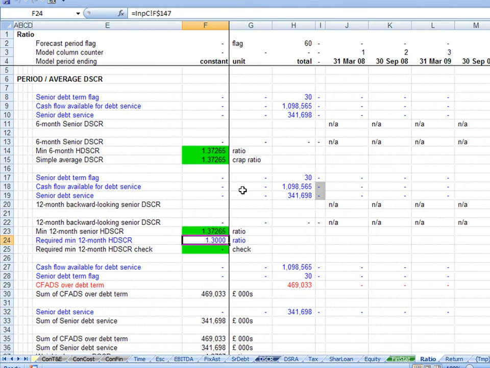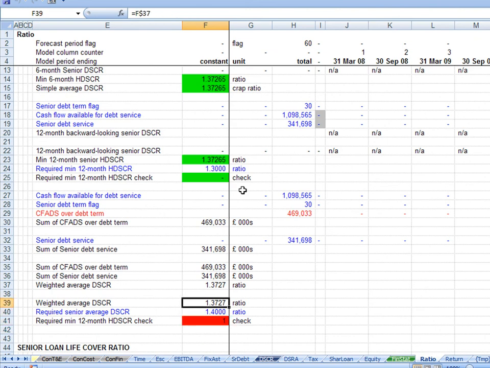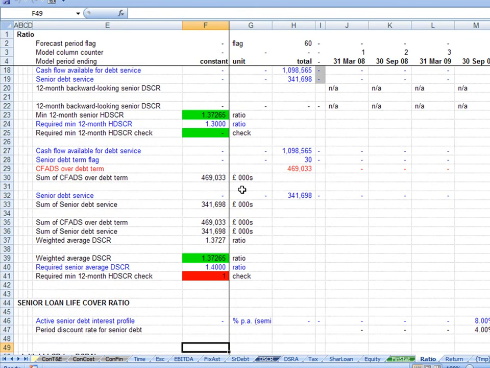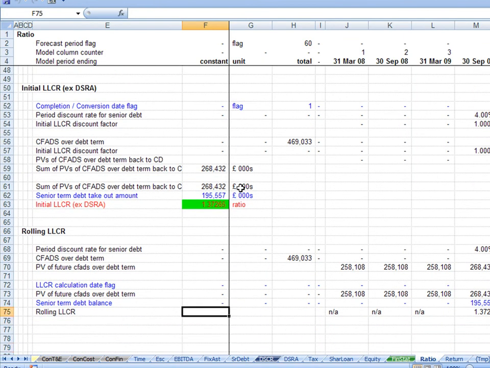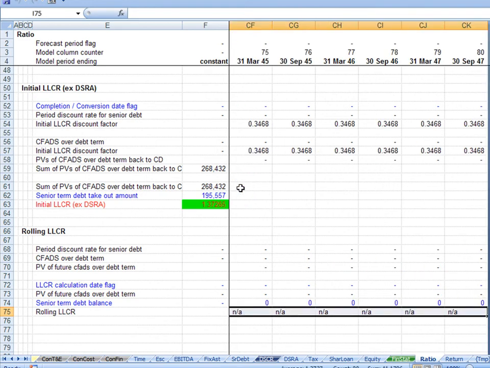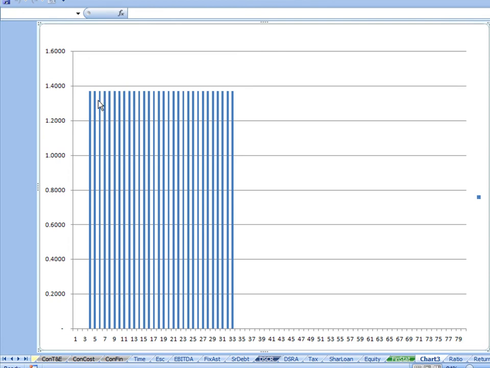Okay. Gets a little more interesting down here. It's not going to make any difference with this weighted average, and it's not going to make any difference, and believe it or not, the initial LLCR excluding DSRAs. And finally, if you have your debt fundamentally sculpted properly, the rolling LLCR, and I believe this is excluding debt service reserve accounts, I will double check, I should probably improve the labeling there, will in fact also be flat at that same number.